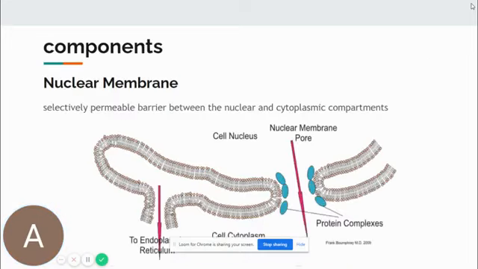Okay, so first, let us discuss these three important components of the nucleus. First, we go to the nuclear membrane. The nuclear membrane is a semi-permeable barrier between the nuclear and cytoplasmic compartments. So remember, within the cell, there are two compartments. You have the cytoplasm and the nucleus. There is a selectively permeable barrier between them, and that is the nuclear membrane.